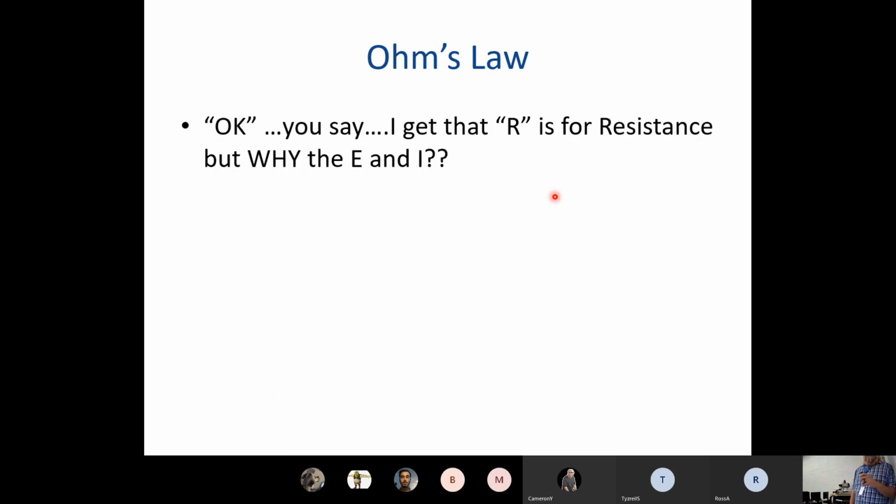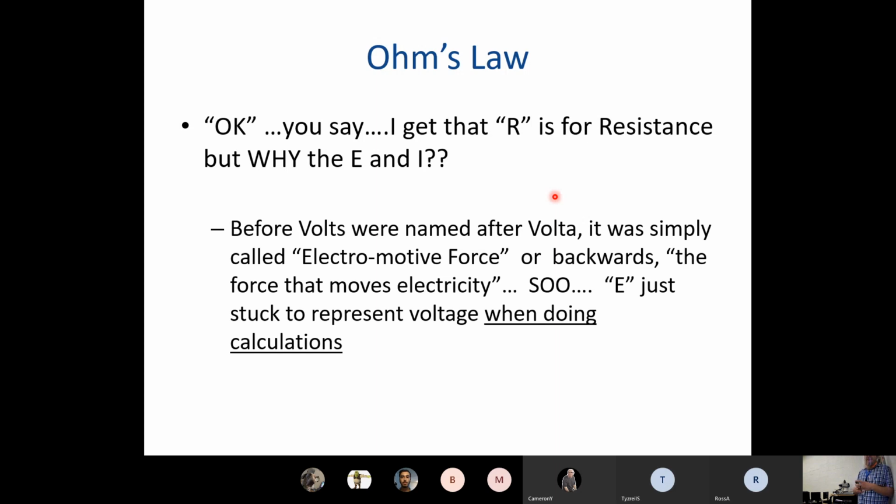Okay, so now we're going to talk about why we're using the letters that we're using in Ohm's law. We get that R is for resistance because that makes sense. R, resistance, they both start with the same letter. But why are we using I and E instead of V for voltage and A for amperage? And this is why.